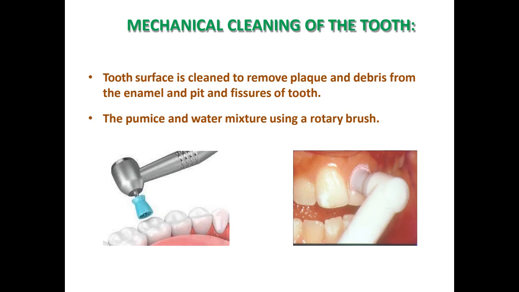Now, before we go with the placement of sealants, once you have placed the patient in a proper position, you do mechanical cleaning of the tooth. The mechanical cleaning is nothing but oral prophylaxis. Why do we need to do this? We need to remove plaque and debris from the enamel and pits and fissures of the tooth. Once you remove all the accumulated plaque and debris, you can polish it using a pumice and water mixture with a rotary brush.